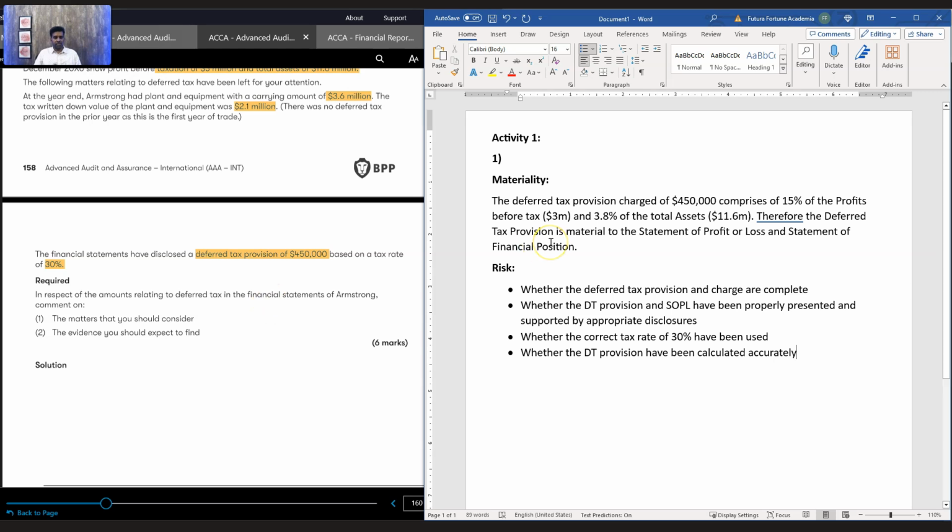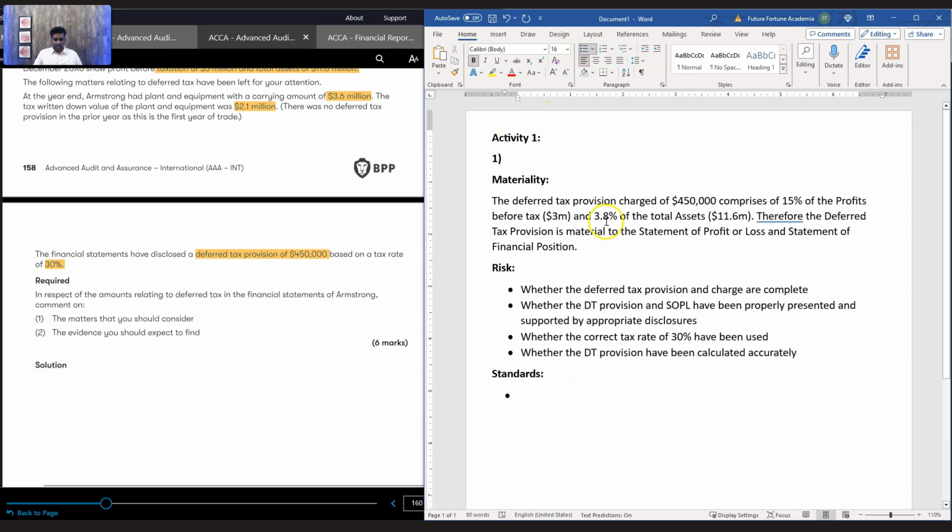Right? So materiality is done, risk is done. Now what are the accounting standards? What does the standard say? That's what we are supposed to write next. So as per the standards. Okay, so what does the standard say?